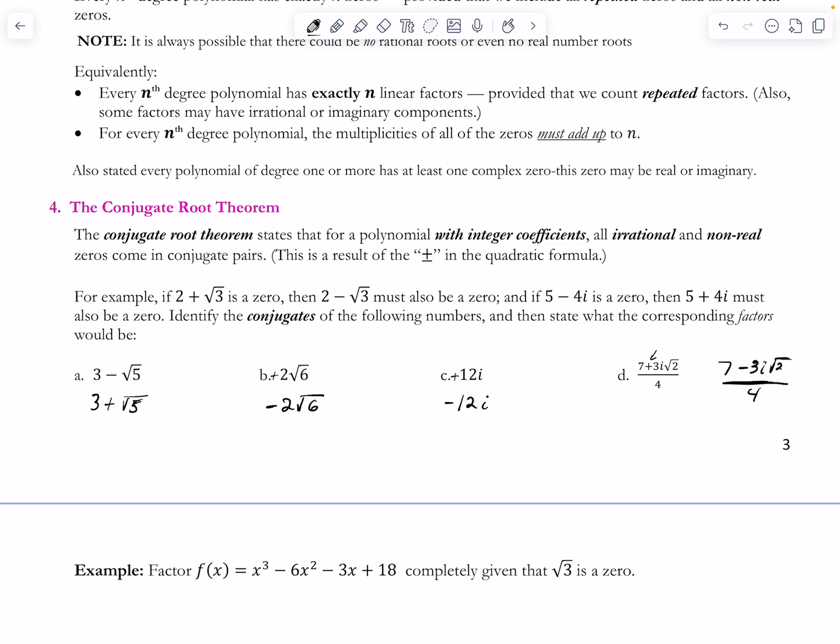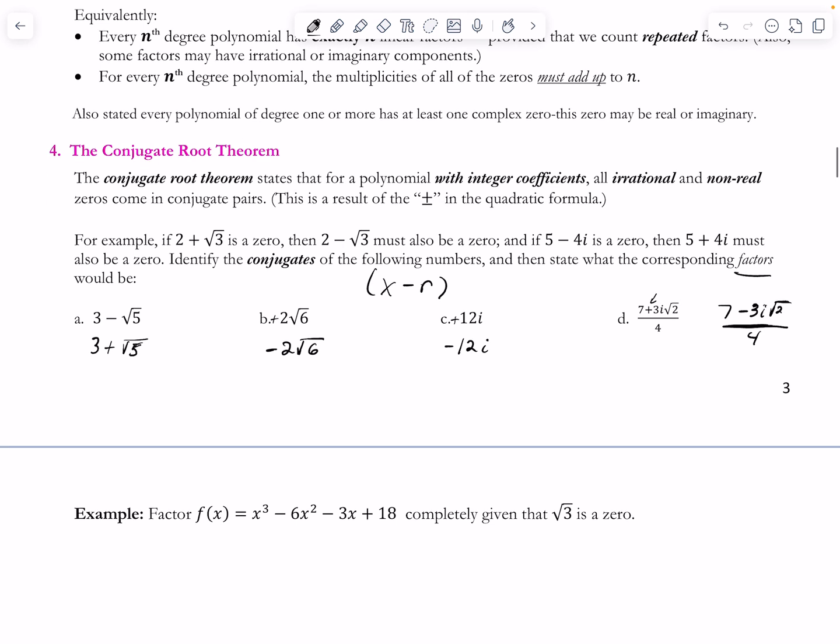And it does ask to write the corresponding factors. Remember, I just touched on this on the last question. It's always x minus that root or factor. So this one's going to look a little bit weird. We can write x minus 3 minus root 5, and then times x minus 3 plus root 5. Feel free, if you wanted to, to distribute the negatives. This one would be a little bit simpler. We have x minus 2 root 6, and then times x plus 2 root 6. Remember, think opposite for the signs.